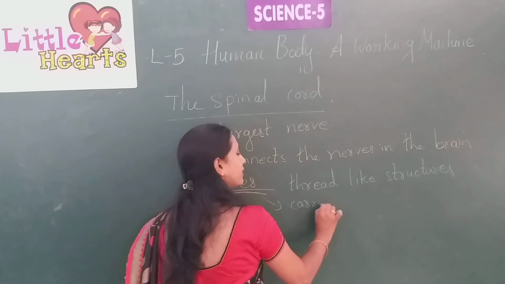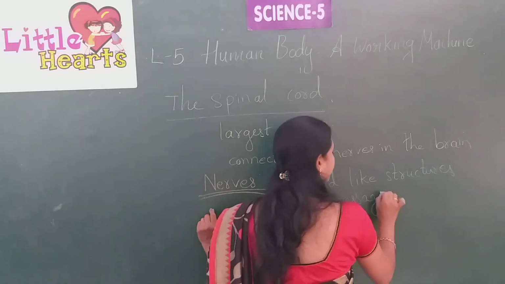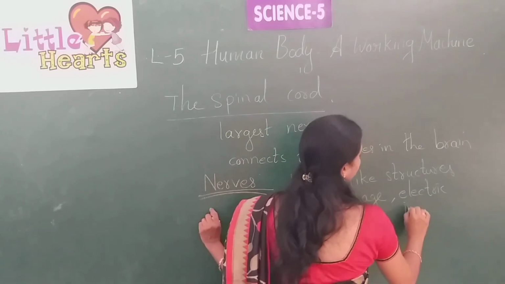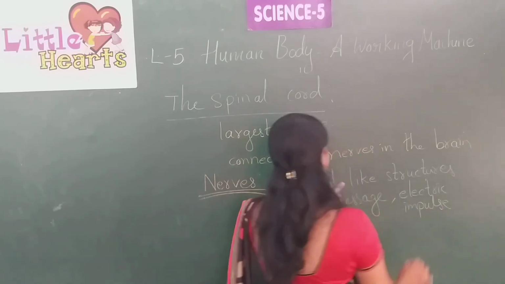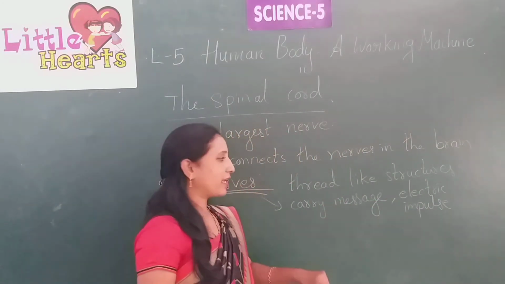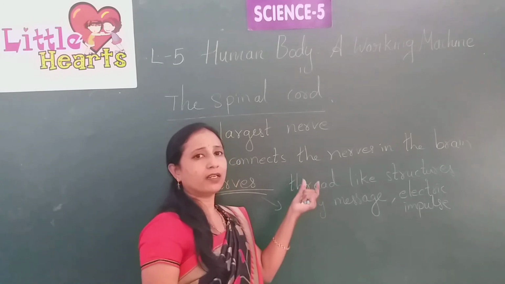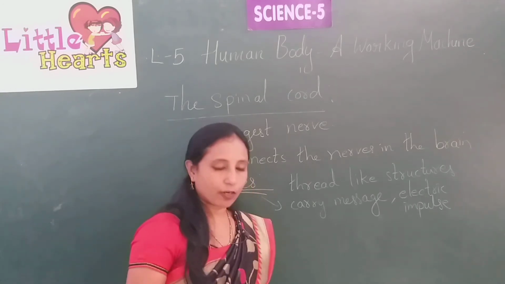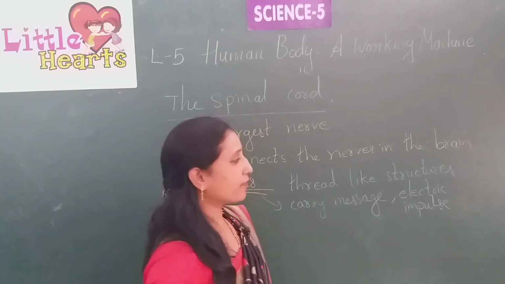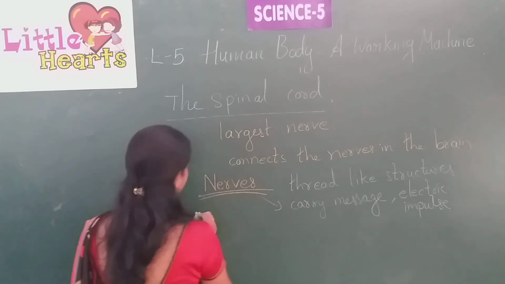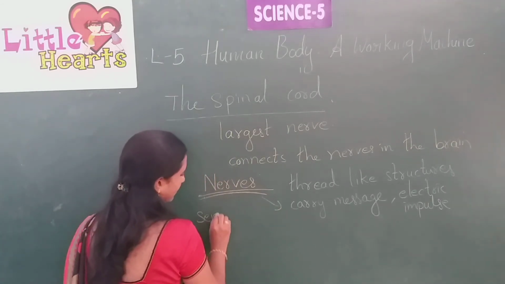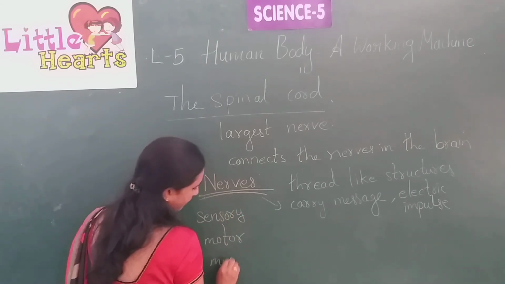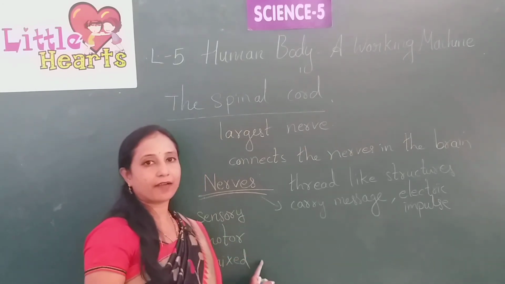They carry messages in the form of electric impulses. So from the brain it's sent to the nerves, and from the nerves it's sent to the spinal cord, then to the brain. Okay, and nerves are of three kinds. They are sensory nerves, motor nerves, and mixed nerves. Each and every nerve has a different function.